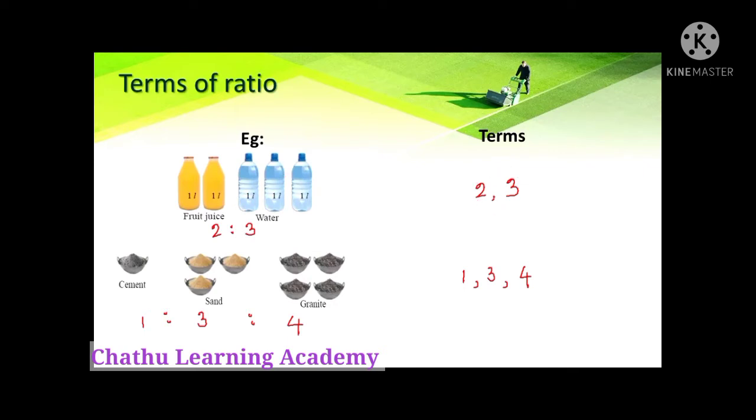There are two terms in this example. In this example, you can identify 3 terms: 1, 3 and 4. So terms are the numbers given in the ratio. Here it is 2 and 3. So these 2 and 3 are the terms of the ratio according to this example. These are the terms of this example. Here 1, 3 and 4 are the terms of this second example.